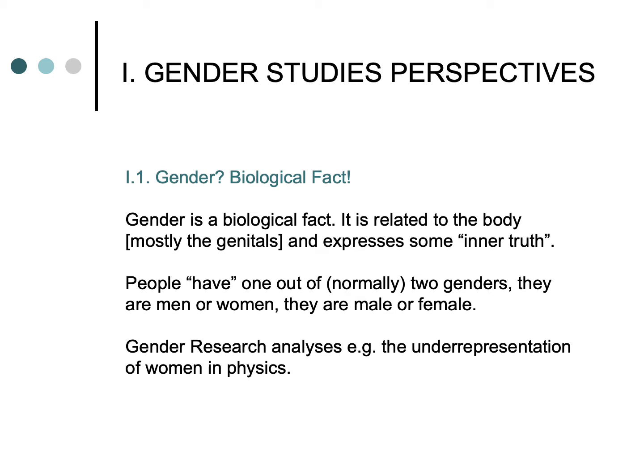When gender is understood as a biological fact, gender research analyzes, for example, the underrepresentation of women. So if you do gender research in physics, you can study the underrepresentation and the situation of women in physics.